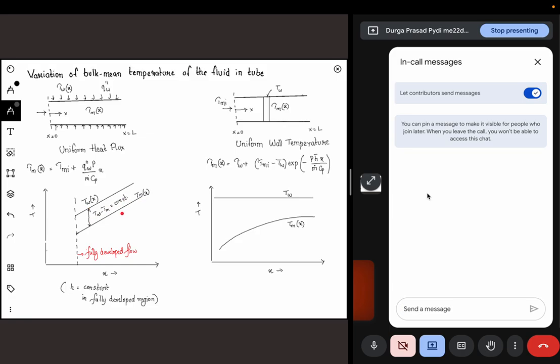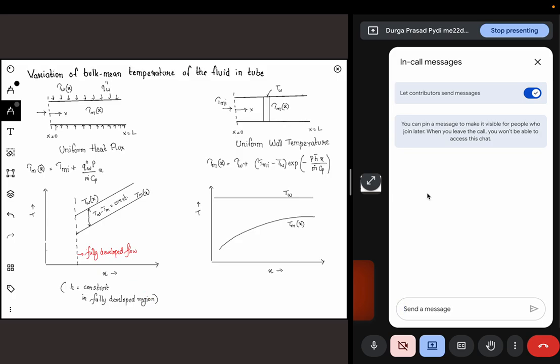Again, we are drawing this assuming that, if you remember, when we were defining this particular quantity in the variation, we had one more term here, right? For Tmx, it's not a problem. For Twx, if you recollect, we have one more term, plus 1 by h of x. And only if that h of x is constant will this particular thing be constant. And h is constant only in the fully developed region. So that's why this assumption is coming here.